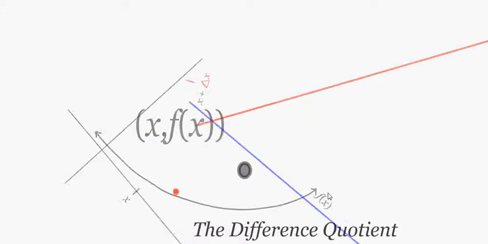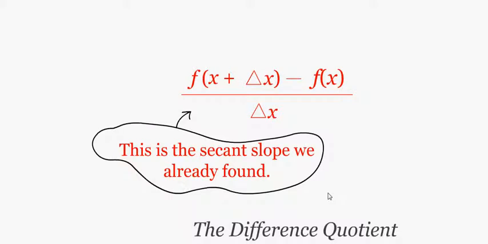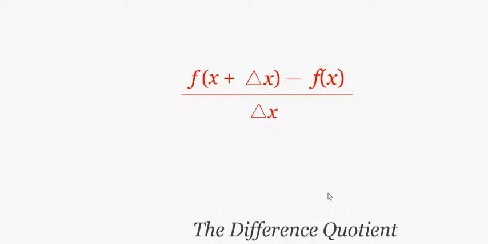We want delta x to be as small as possible. So therefore I need to make a small adjustment to my secant slope. Remember, that was f of x plus delta x minus f of x all over delta x. But we want to specifically say that that delta x needs to be as small as possible so those lines basically overlap. And to do that, we'll use a limit. All we do is add in the limit as delta x goes to 0.